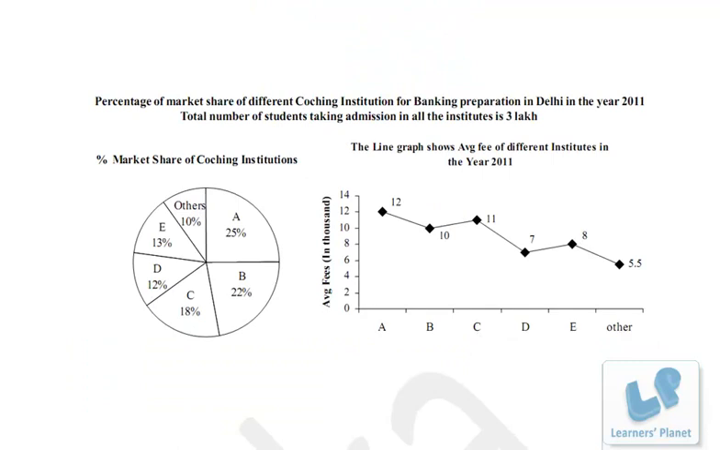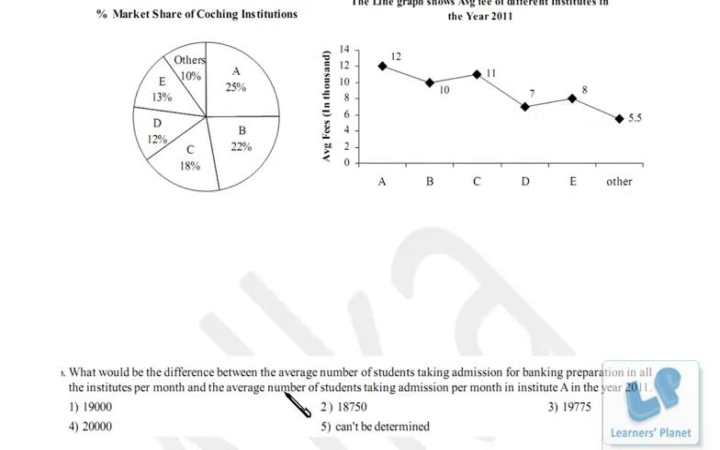Now let's see the set of questions. A percentage of market share of different coaching institutions for banking preparation in Delhi in the year 2011. Total number of students taking admission in all the institutes is 3 lakh, and percent market share of coaching institutions, and average fees in thousand. Now let's take the first question. What would be the difference between average number of students taking admission for banking preparation in all the institutes per month and average number of students taking admission per month in Institute A?